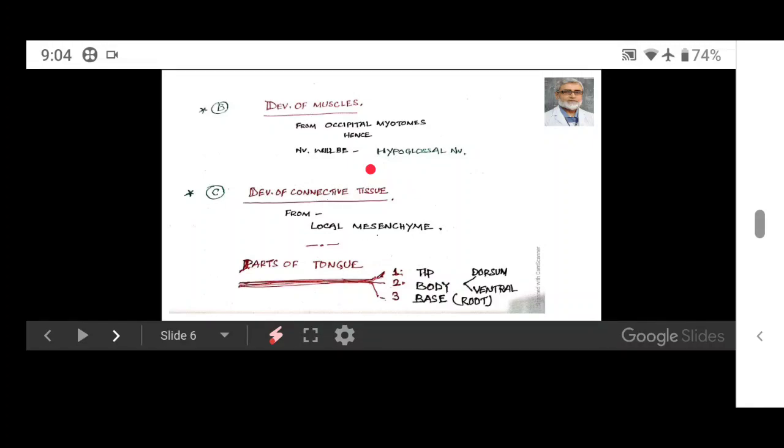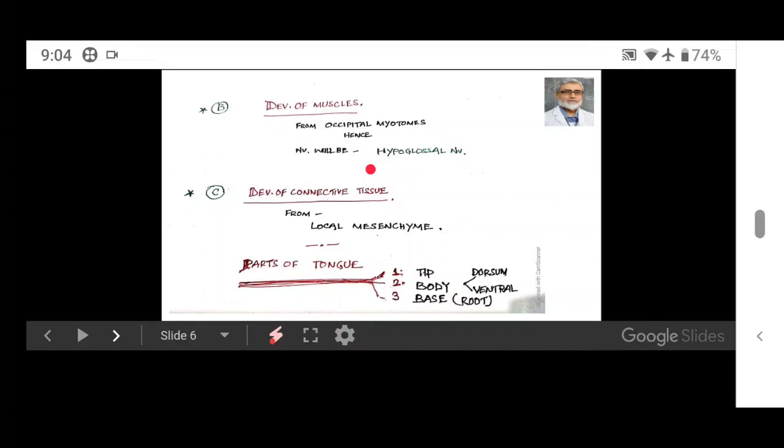Development of muscles of the tongue: the muscles of the tongue develop from the occipital myotomes, and the concerned nerve is the hypoglossal nerve. Third, development of connective tissue of the tongue: it develops from the local mesenchyme.